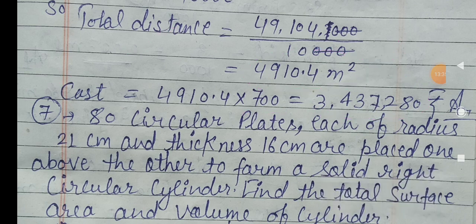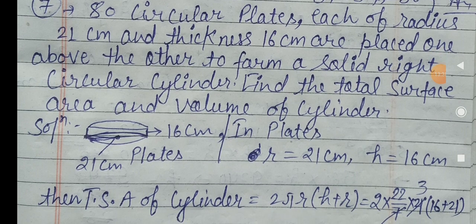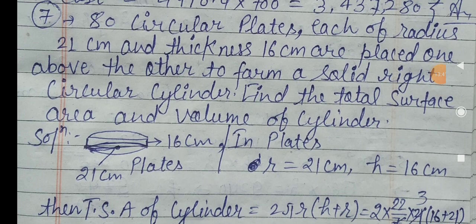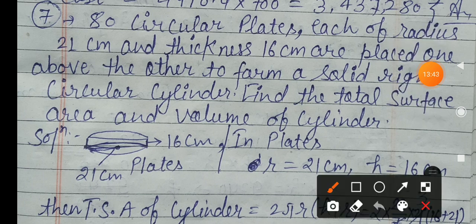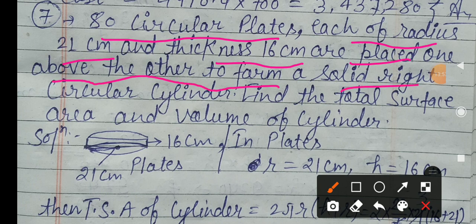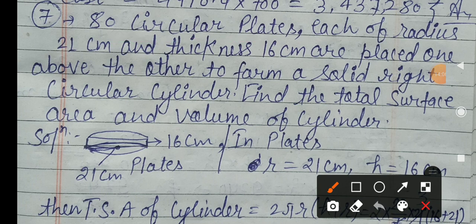Okay, now we have to explain the next question. The next question is on your screen. The question is: 80 circular plates are there, each of radius 21 centimeter and thickness 16 centimeter, placed one above the other to form a solid circular cylinder. So you have 80 circular plates, and one plate's dimension is given. The radius of one plate is 21 centimeter and the thickness is 16 centimeter.